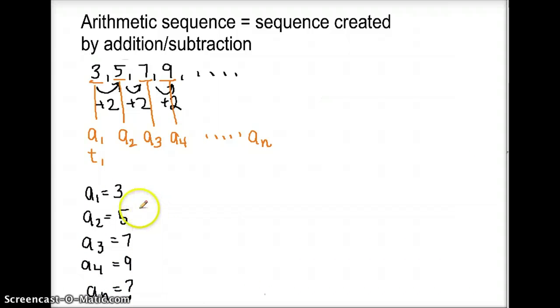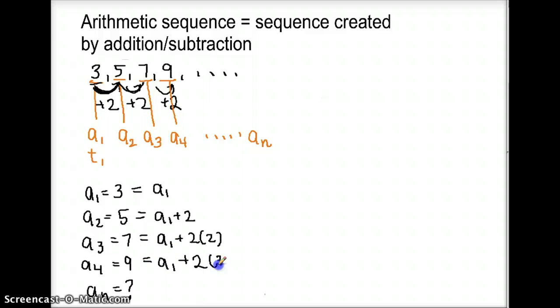So another way of writing this is, let's say we just stick to A1 instead of writing 3. This would be A1 plus 2, because we start from 3 and we're adding 2 right here. This is going to be A1 plus 2 times 2, because to get to 7, we're starting from 3, which is A1, and we're adding 2 twice. So 2 twice, it's just going to be 2 times 2. So the fourth term is going to be A1 plus 2 times 3, because to get 9 right here, we start from 3 and add 2 three times.